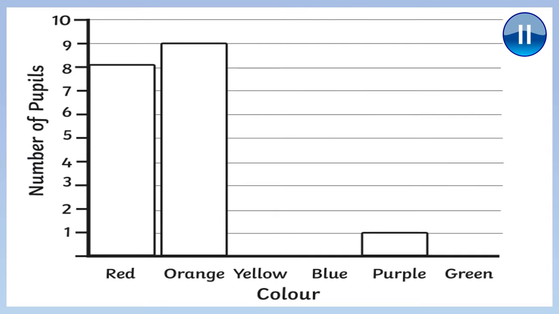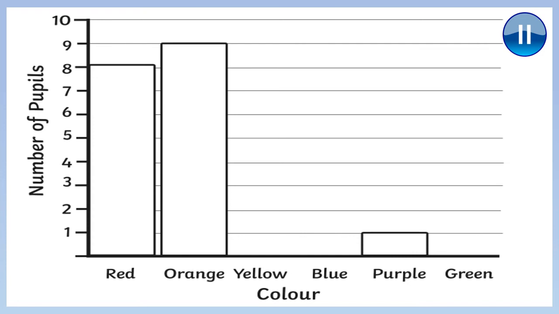Now I would like you to complete the bar chart using the information that you have just collected in your tally chart. If you look at red, the bar goes up to 8, showing that 8 pupils liked the colour red. For orange, the bar goes up to 9, showing that 9 pupils like the colour orange. Can you complete the bars for yellow, blue and green? Remember, when drawing out your bar chart, you must use the lined squares.